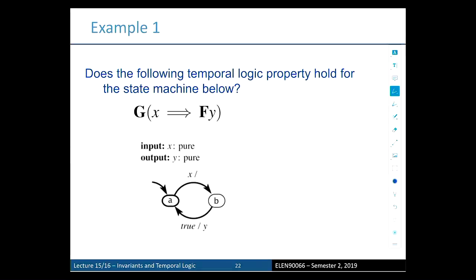Example. This is a simple finite state machine with actions and guards. So the question is: is it true that whenever X happens, eventually Y happens? Think about it for 1 minute.